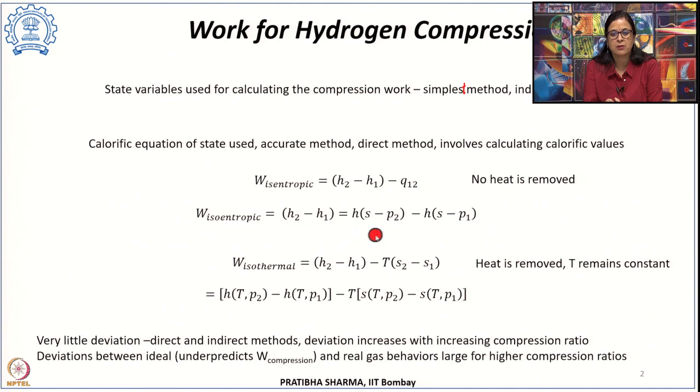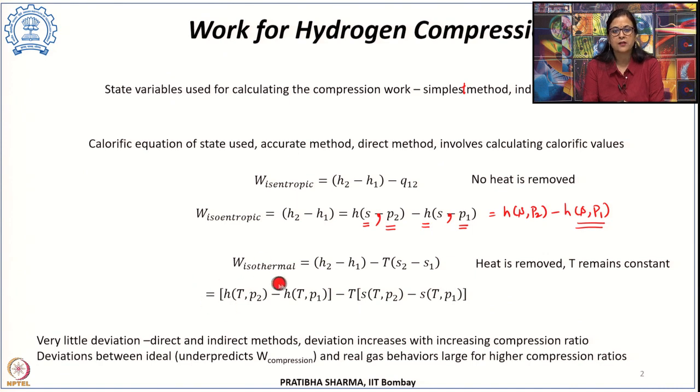Let the constant entropy be S. So, the isoentropic work, which is the difference in the enthalpies, is given by the difference in the enthalpies when the entropy is the same for the process, S, in the state when the pressure is P2, minus the enthalpy where the entropy is S and the pressure is P1. So, it is the difference in the enthalpies in the state with entropy S and pressure P2 minus that in the state when the entropy is S and pressure is P1. This is considering the process of compression to be approximated by isoentropic process.